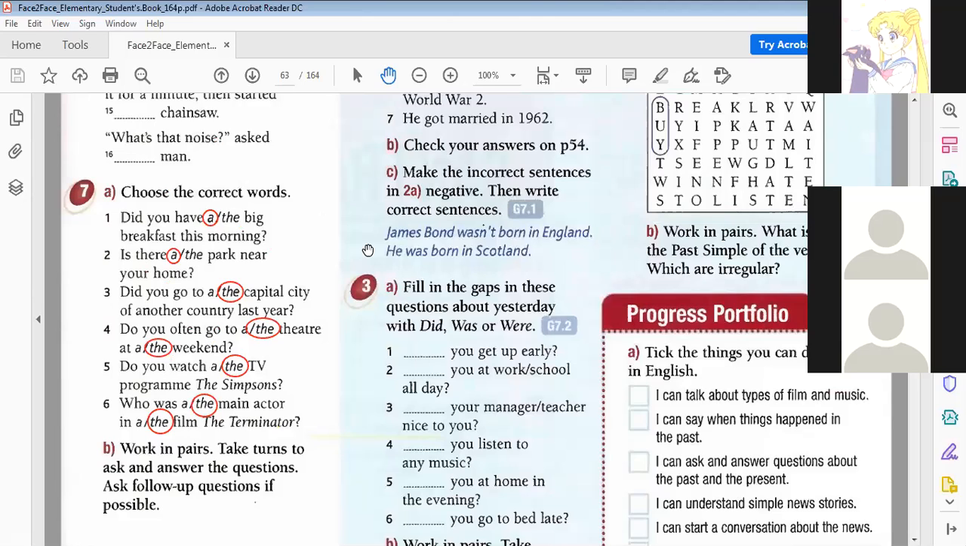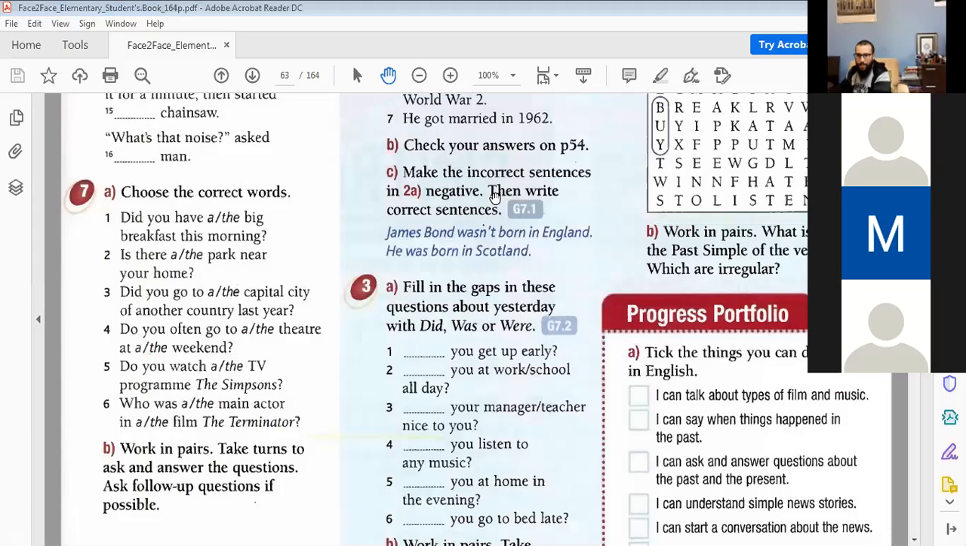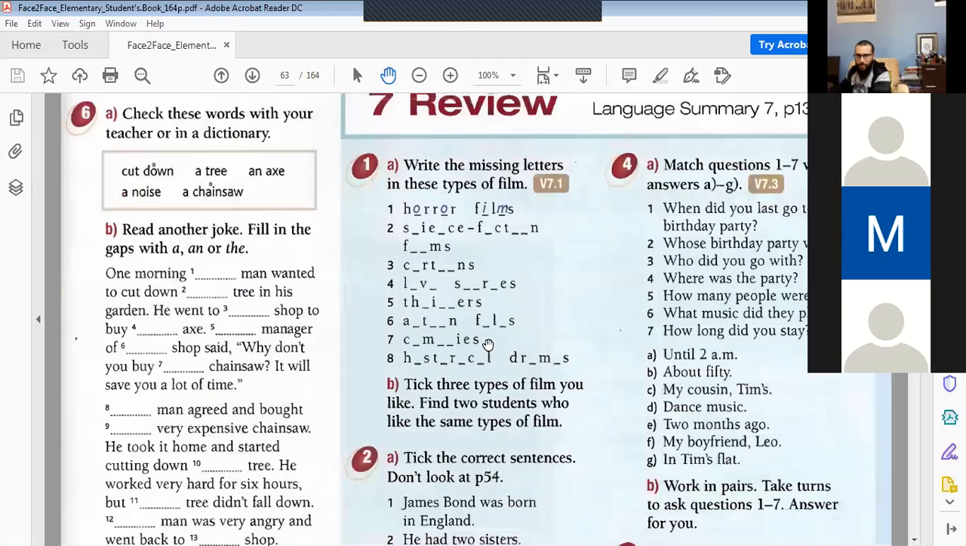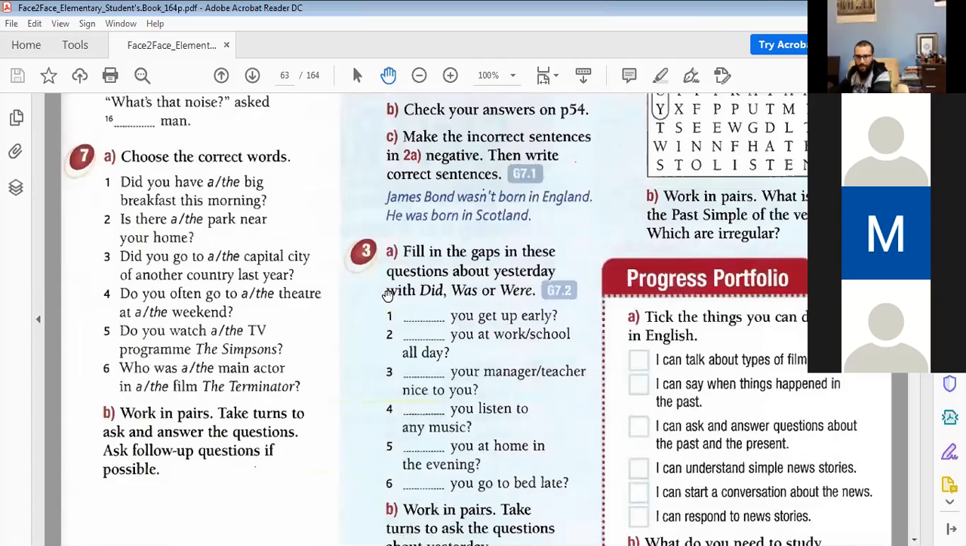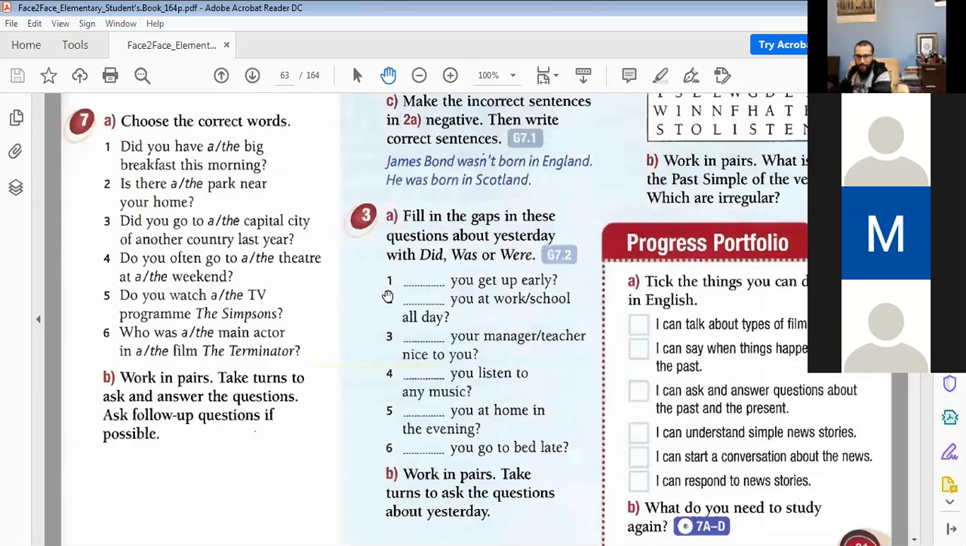Okay, so let's move on. Let's continue with our review. So the last thing we talked about was, let me just clean the page. Okay, so we talked about number 1 and 2. We finished number 1, 2, and 3, I think. We also finished the one about James Bond. And number 3, okay, we haven't finished. We didn't do number 3. Okay, so let's do number 3. So this is a nice mini revision for the past simple.